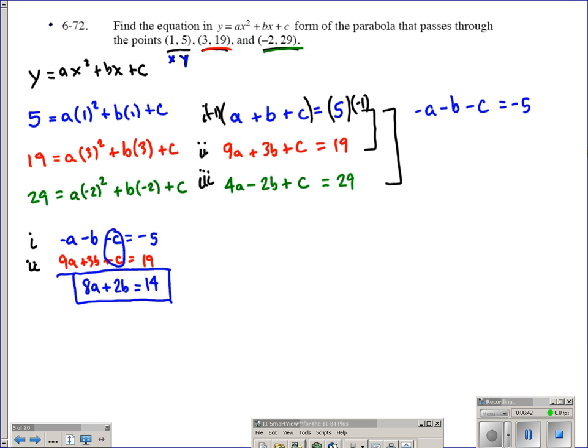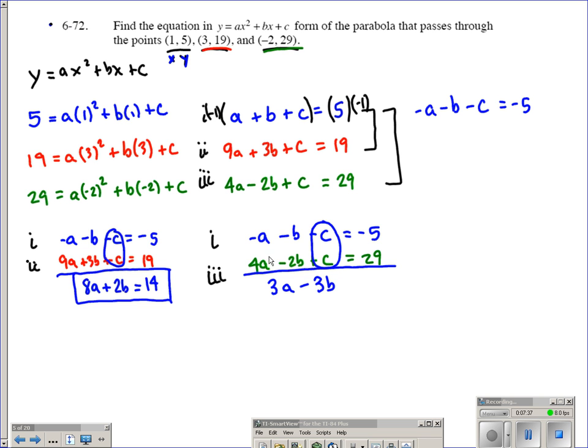Remember, a big part of this is just keeping your work organized. For the second one, we said we were going to do equation 1 and equation 3. Equation 1, remember, I've already multiplied by negative 1 because I know that will help me eliminate my c's: negative a minus b minus c equals negative 5. And equation 3: 4a minus 2b plus c equals 29. This also eliminates c, since negative c and positive c give 0. Combine our a's, we get 3a. Combine our b's, we get negative 3b. Be careful on that one. And then negative 5 and 29 gives us 24.